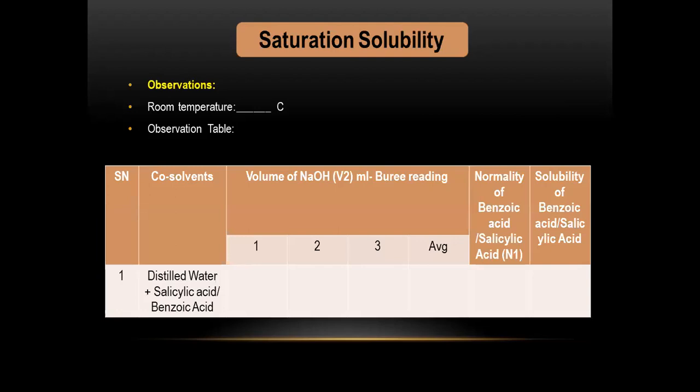So in the observation, the room temperature, whatever the temperature at the point of experiment, you have to write in that observation. In the observation table, first serial number, second, in this case we are using distilled water, so distilled water plus salicylic acid or benzoic acid. Then volume of NaOH, that is V2, that is the burette reading. We have to take it in triplicate and then you have to take an average of it. Then normality of benzoic acid or salicylic acid and solubility of benzoic acid.